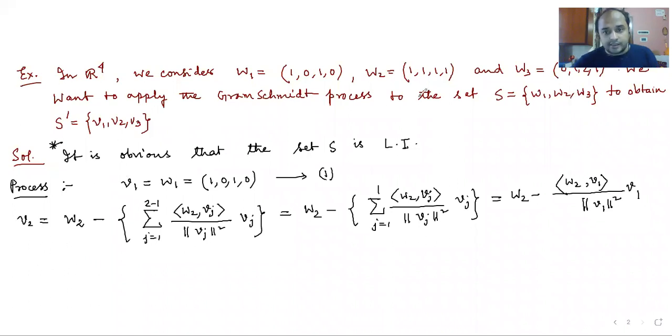Let me do it with a different color. Now W2 V1, the inner product of W2 and V1. What is W2? W2 is this vector, so we are writing it as 1, 1, 1, 1. This is the vector of W2. And what is V1? V1 is this vector, so 1, 0, 1, 0.